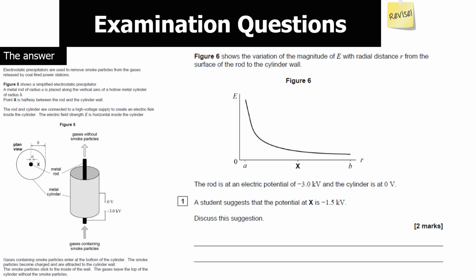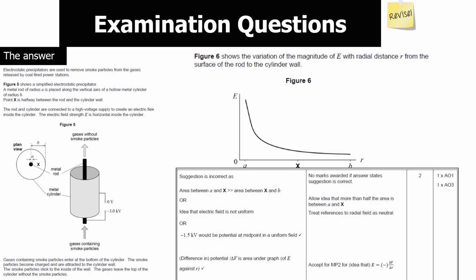Now again, with these types of questions, they give you the graph in the question, so it's going to ask you to reference the graph in your answer. So it's the idea that the area between A to X is much larger than X to B, so what we're saying is it's not going to be directly proportional, it's not a straight line down, so this tells us that the electrical field is not going to be uniform.